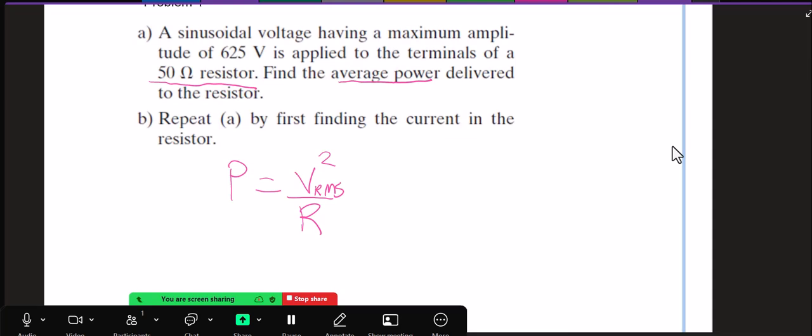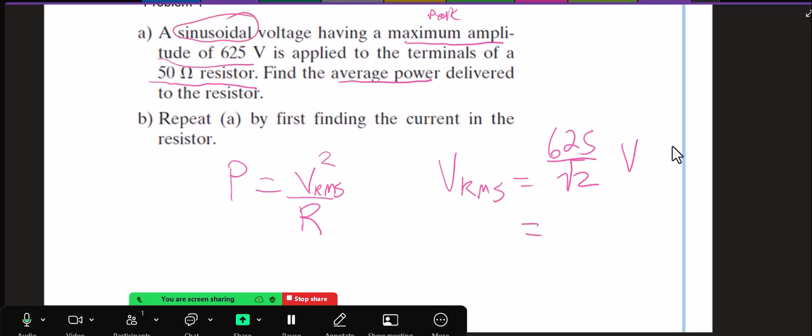Not yet. We can easily get it. We have the maximum amplitude of the voltage, often called peak. VRMS is 625 over the square root of 2 volts, because it's sinusoidal. So to get the RMS for a sinusoidal signal, you just divide by the square root of 2, and that gets 441.94 volts.